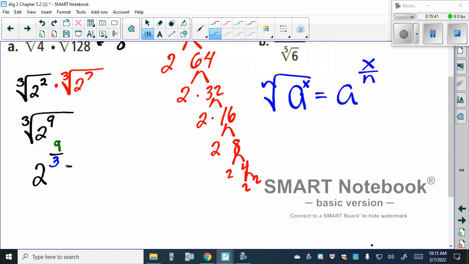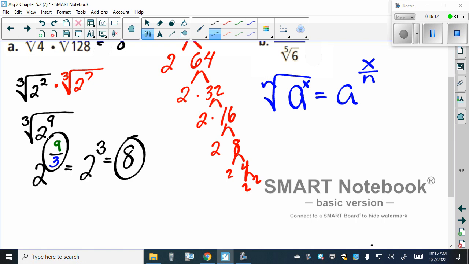So looking at this here might be a little bit easier to see it because 9 divided by 3 is 3, and well 2 to the third is 8. And sometimes thinking about them as rational exponents can make it easier to see how they simplify.